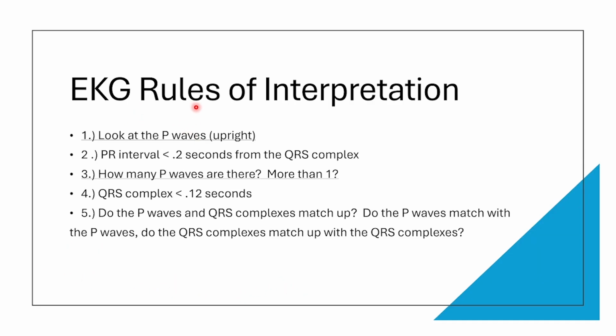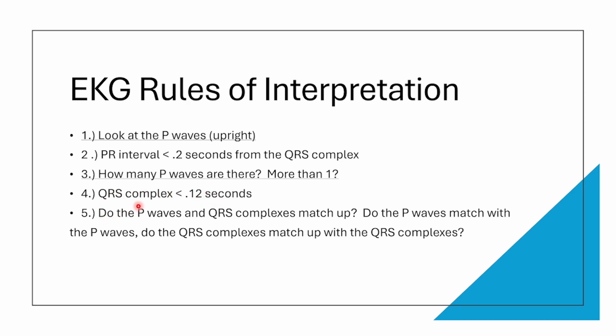So for EKG, rules of interpretation. Number 1, we want to look at the P waves and make sure they're upright. Number 2, we want to make sure that the PR interval is less than 0.2 seconds from the QRS complex, meaning that they're not bigger than one of the big red boxes that we're going to look at later. Number 3, we want to check out how many P waves there are. Are there more than one present? Number 4, we want to check out the QRS complex. Is it less than 0.12 seconds or is it greater than that?